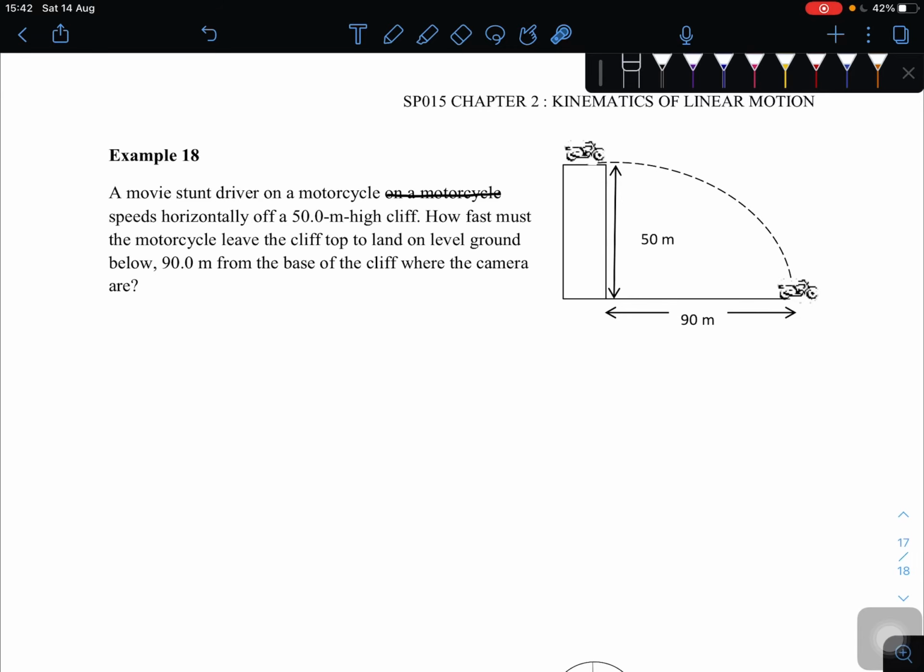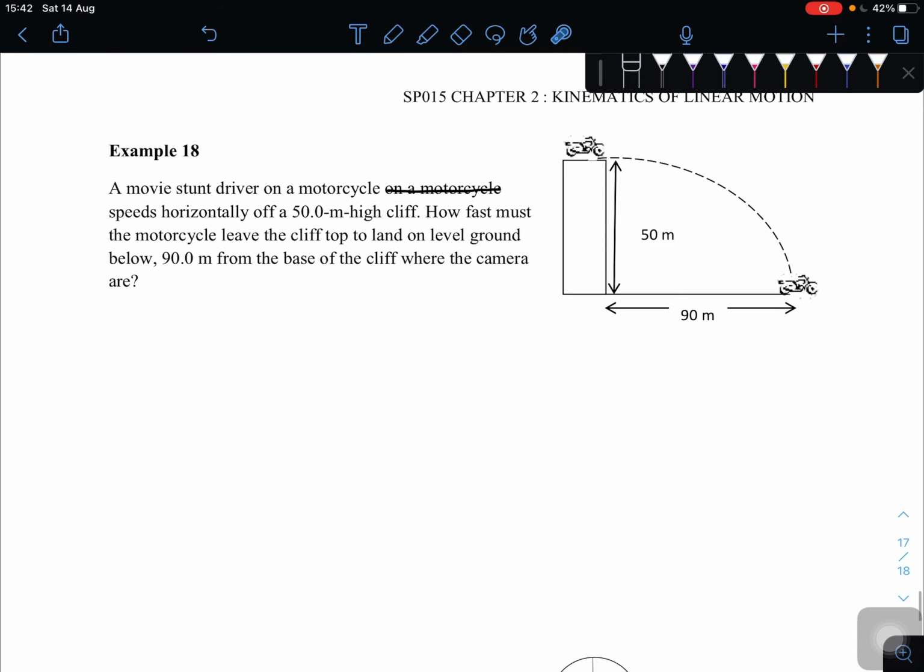Okay, now we look at example 18. A movie stunt driver on a motorcycle speeds horizontally off a 50-meter high cliff. How fast must the motorcycle leave the cliff top to land on level ground below, 90 meters from the base of the cliff where the camera are?